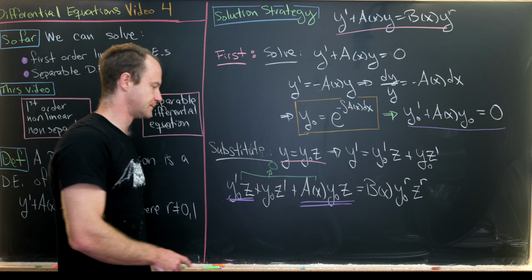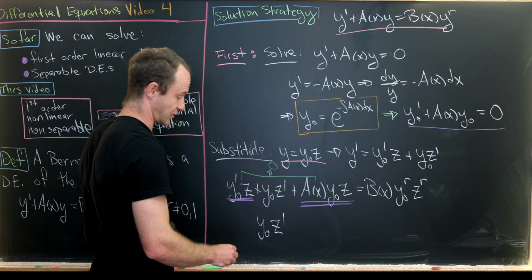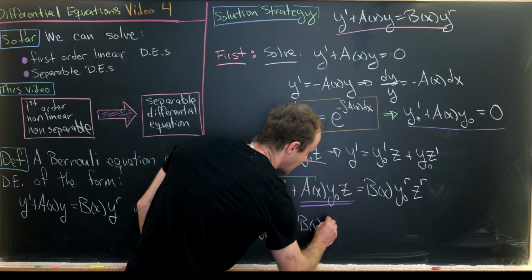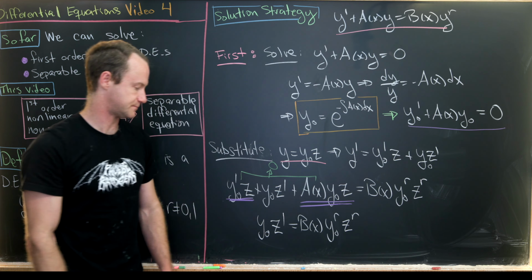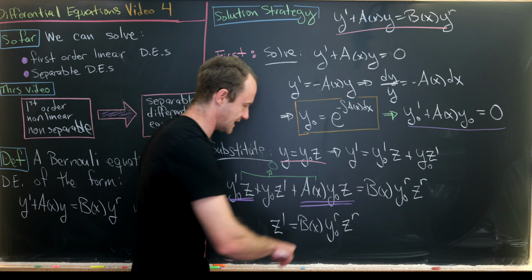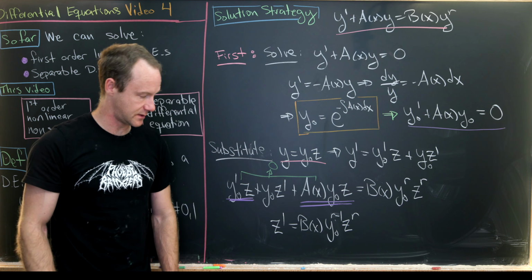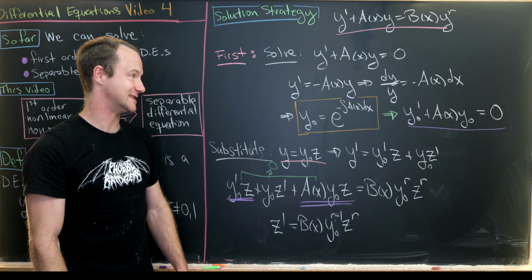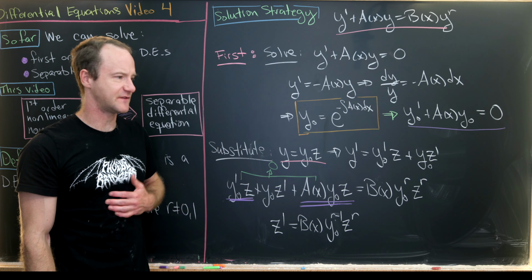So let's see, that gives us y naught times z prime equals b of x times y naught to the r times z to the r. But we could maybe divide both sides by y naught, and that's going to turn this to y naught to the r minus 1. And we can do that on an interval where y naught is not equal to 0. And so we'll just have to keep that in mind.